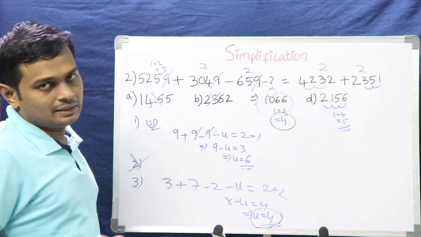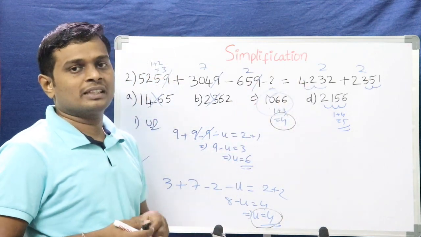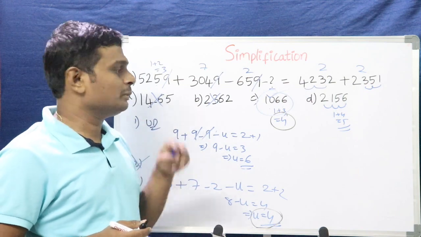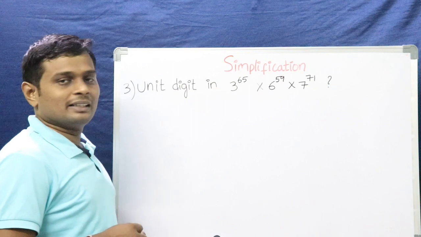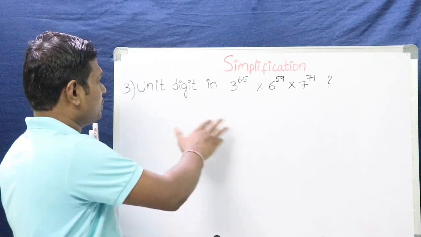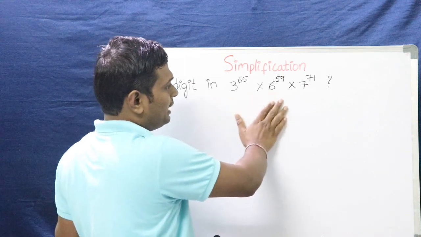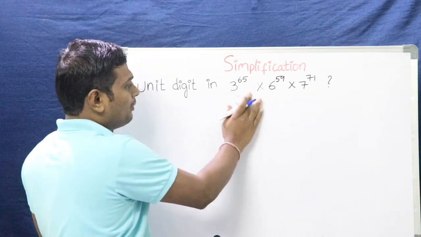By following these 3 or 4 steps, we can solve any simplification problem within a few seconds. Okay, let me take one more problem and solve it. What we were asked is to find the unit digit in 3 to the power of 65 into 6 to the power of 59 into 7 to the power of 71. How can we solve this one?